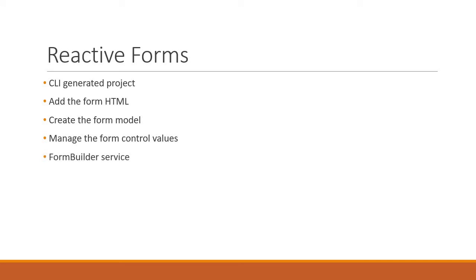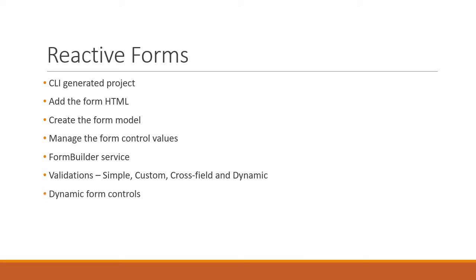That is followed by the form builder service, which is a simpler way to specify a form model. Once we have the data exchange happening between the template and the class, we will move on to validations. Simple, custom, cross-field, and dynamic validations. We will also see how to add dynamic form controls. And finally, let's wind up reactive forms by submitting the form data to a server. Alright, let's get started with some code in the next video.